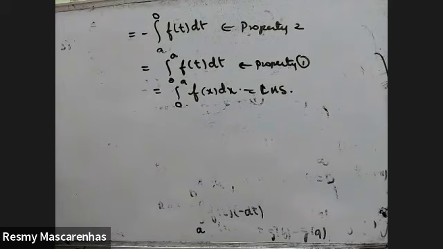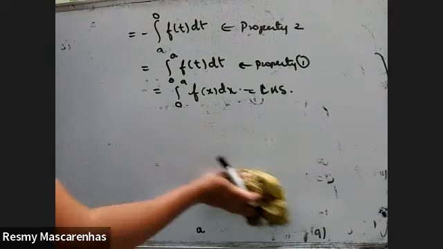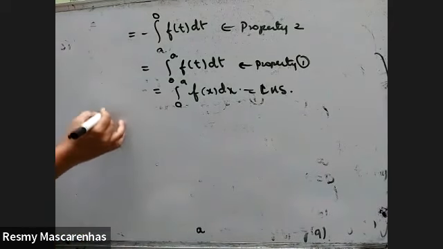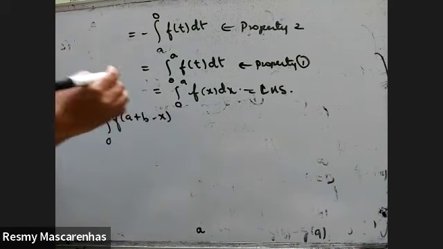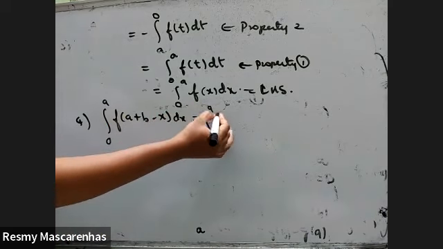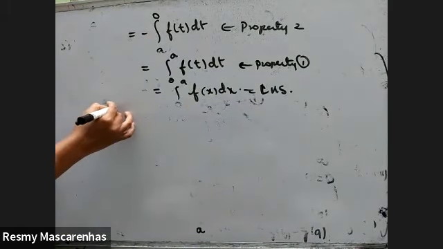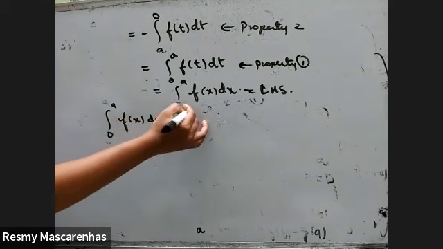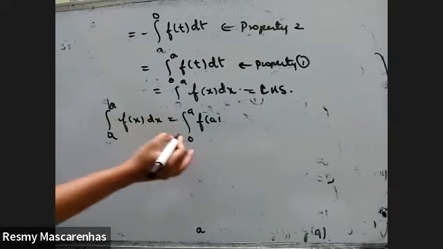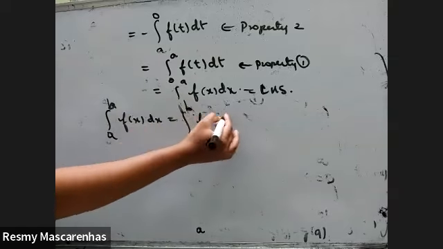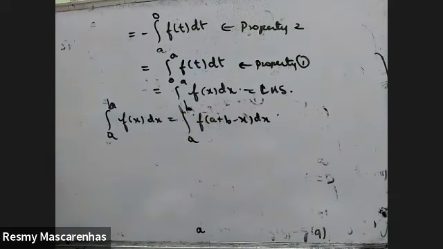The fourth proof, ulta it is written. Is same as 0 to a, f of, this is a to b, a plus b minus x dx. Take the right hand side.